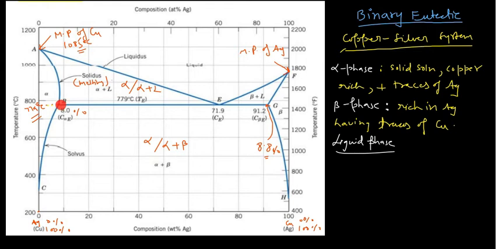And this line is basically, again you can call it the solidus line. It represents the lowest temperature. What this solidus line is representing is the lowest temperature at which the liquid phase may exist for any copper silver alloy. So for any silver copper alloy, this line is the lowest temperature, which is 779 degrees centigrade. And at this temperature a liquid phase may exist for any copper silver alloy.